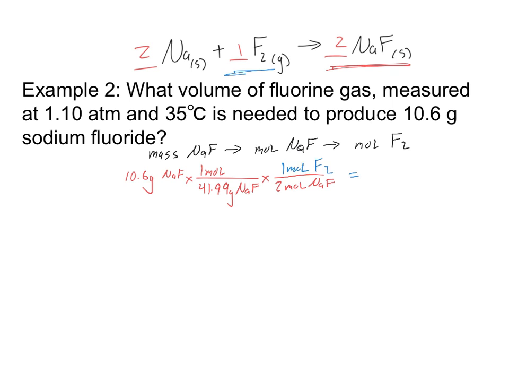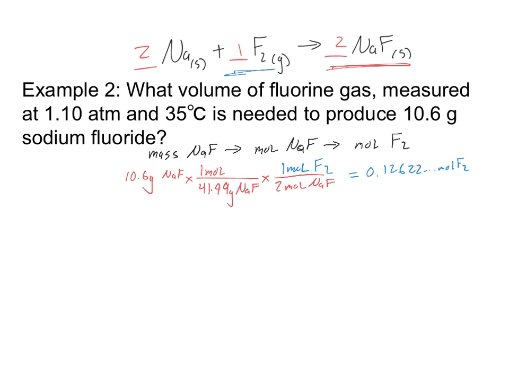So I'm going to take 10.6 divided by 41.99 divided by 2, and I'm going to get a value somewhere in the ballpark of 0.12622... moles of F2.